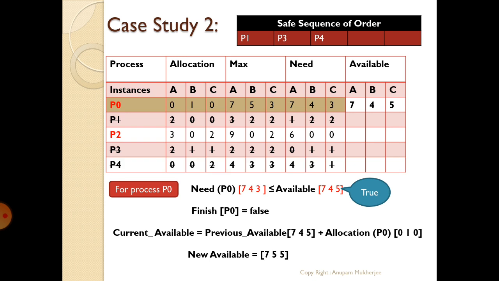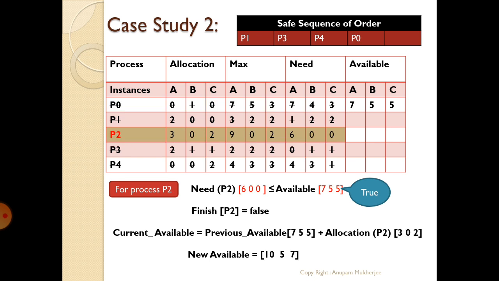So again we move to the queue, focus on the queue. P0 is already waiting. So we'll check the need of P0, that is 743, is less than or equal to present availability, that is 745. Then the answer is true. So we can allocate it and update the present availability by adding the previous availability with the allocation of process P0, and the new availability will be 755. Now P0 is the fourth element of the safe sequence of order.